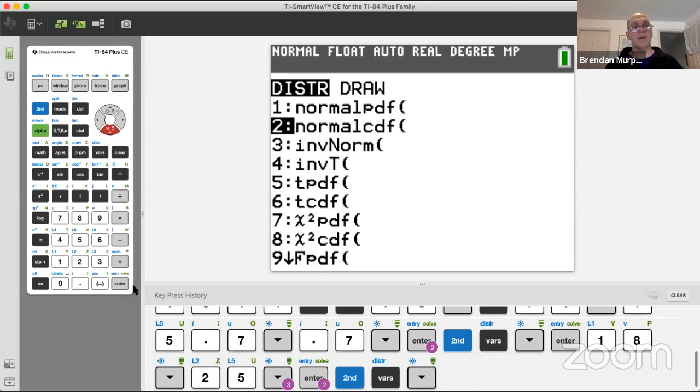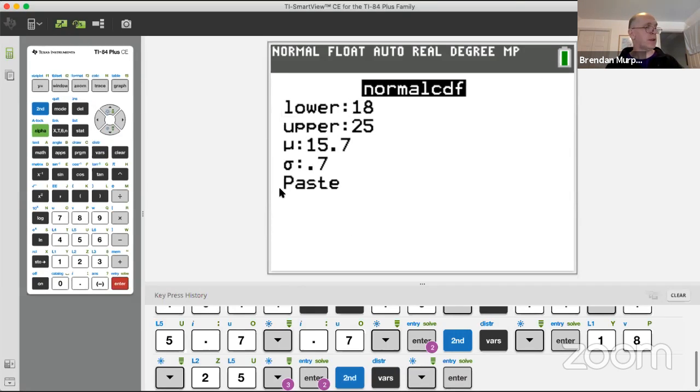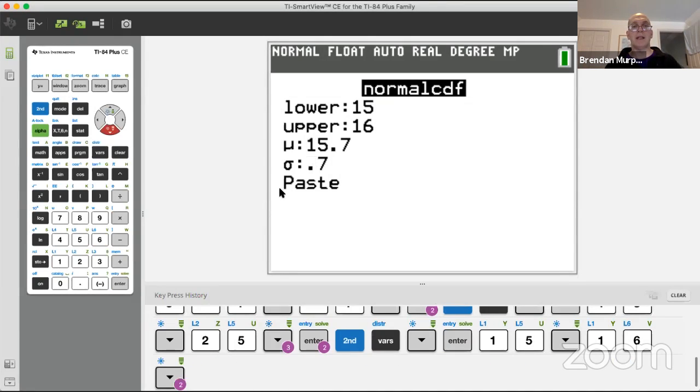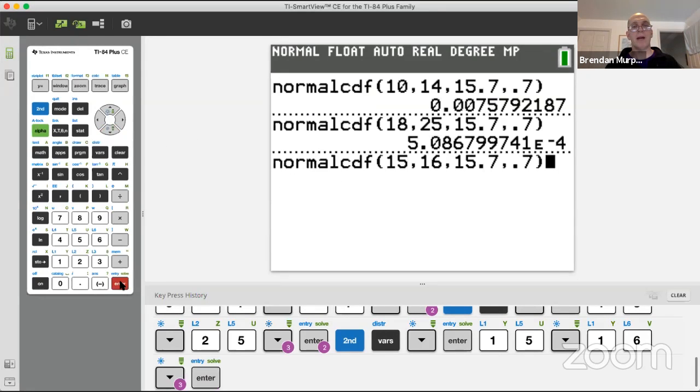So back to normal CDF. Hopefully you've been using this all year. I want to know between 15 and 16, the mean hasn't changed, the standard deviation hasn't changed. Go back to my home screen. And it's about 51%.